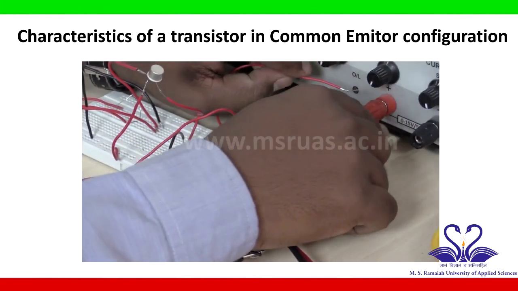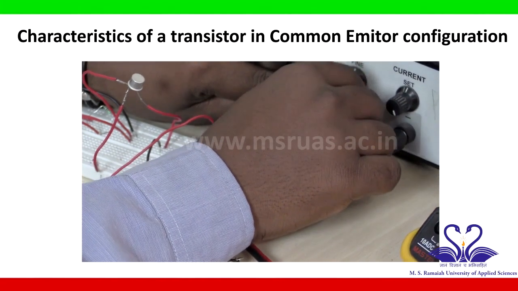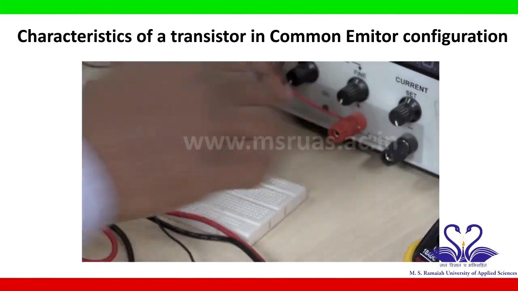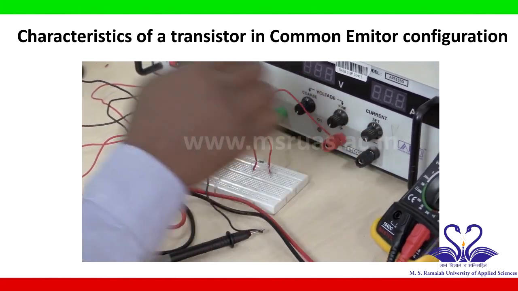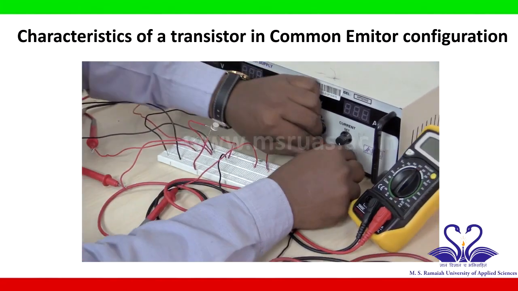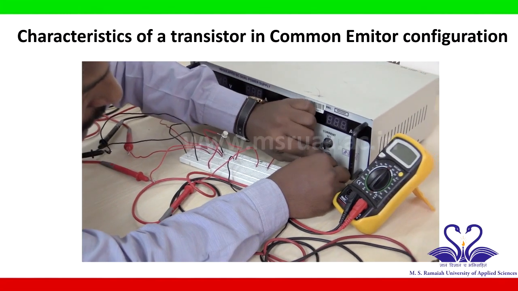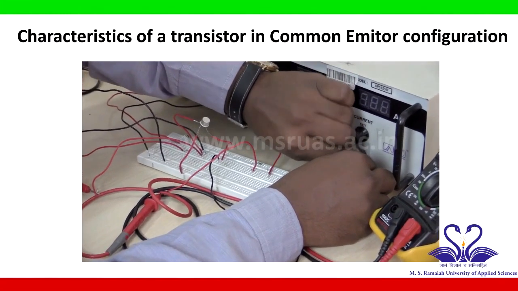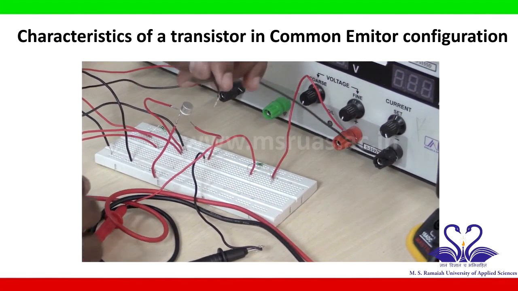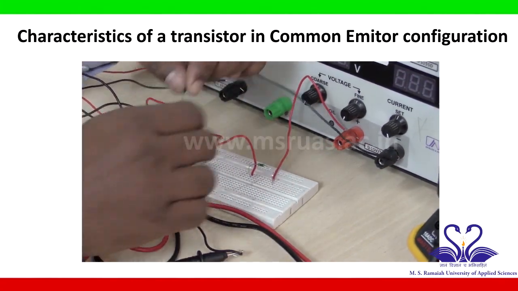I will use this power supply as the output side power supply, and based on circuit connection, negative of this power supply, that is the output side power supply, is connected to the ground. Take a connecting wire and take this negative of this power supply and connect it to ground.